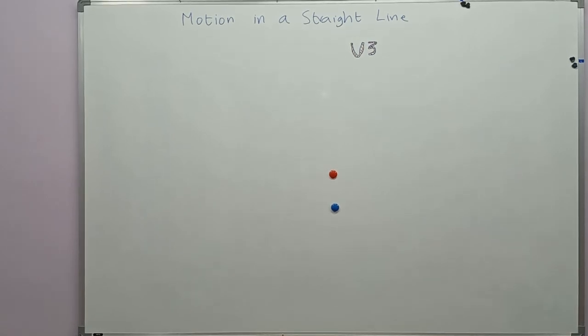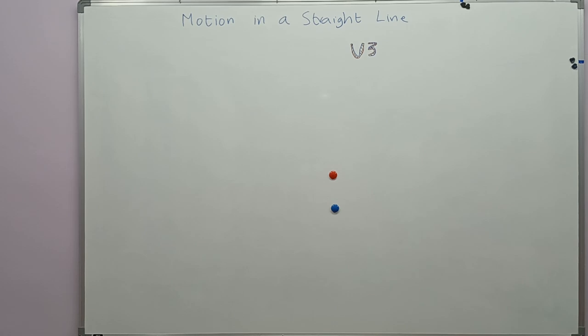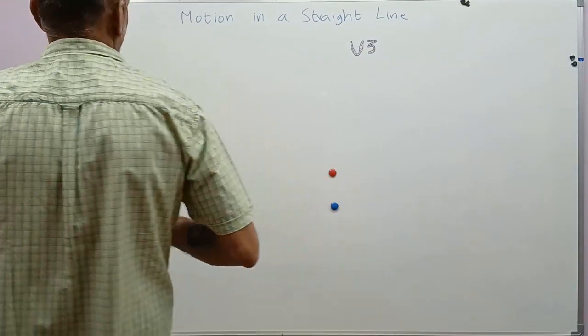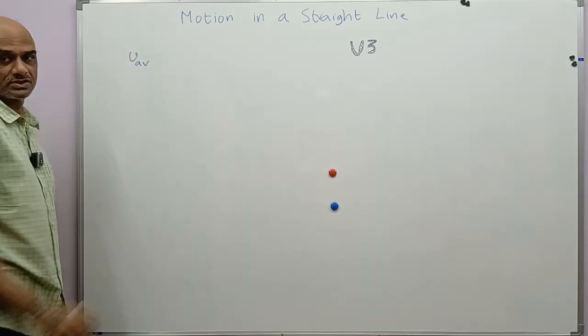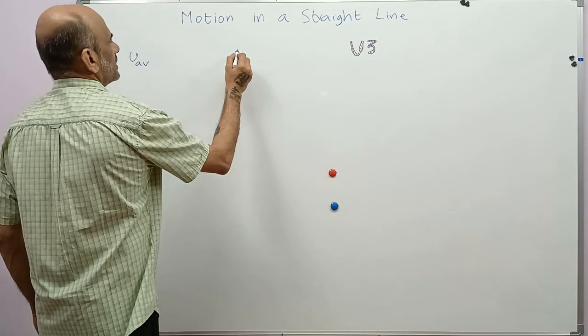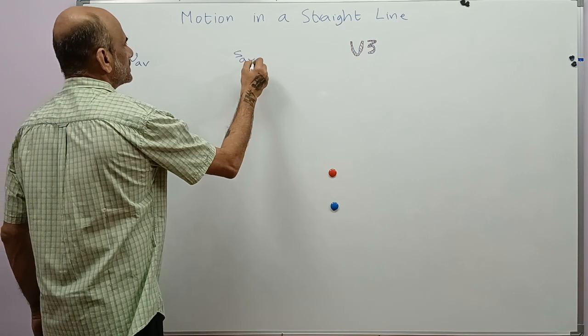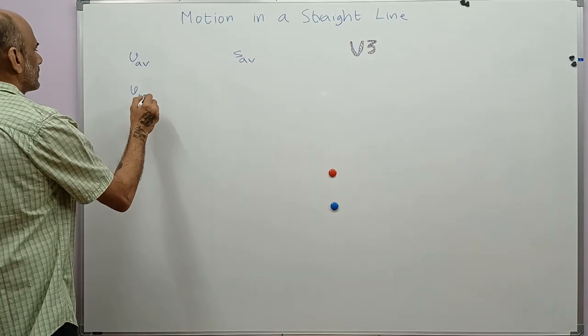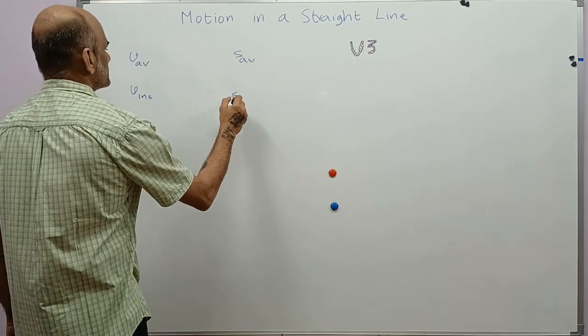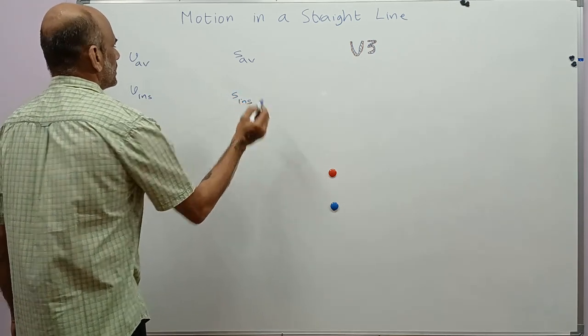This is video number 3 on the topic motion in a straight line. First, let me recollect how average velocity, average speed, and instantaneous velocity and instantaneous speed are defined.